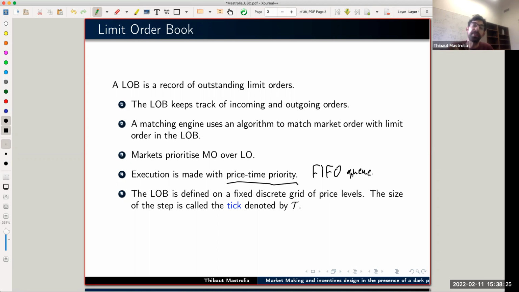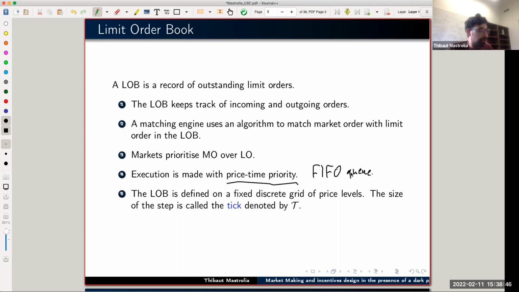So if I want to send a buy limit order, if my buy limit order is very high, I will be executed faster. Conversely, if I want to send a sell limit order, if my sell limit order is very low, I will be more competitive, and so I will be executed more quickly.